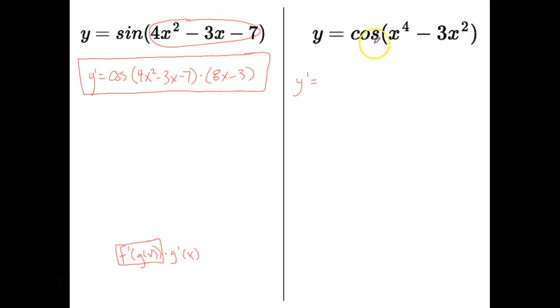Okay, take the derivative of the outside. Derivative of cosine is negative sine. Leave the stuff alone. Don't do anything to it. Times the derivative of the stuff. Now let's take the derivative of the inside. Be 4x cubed minus 6x. And that's it. There's your answer. That's the derivative.